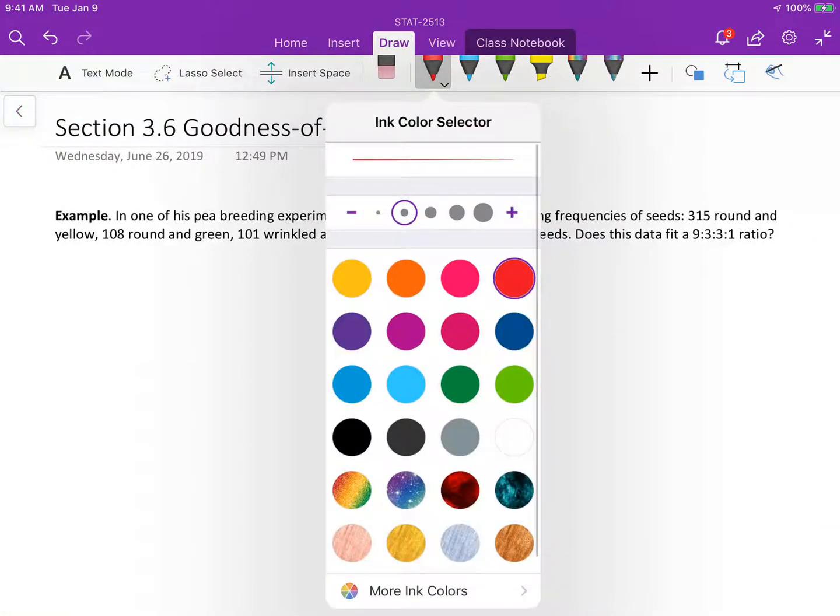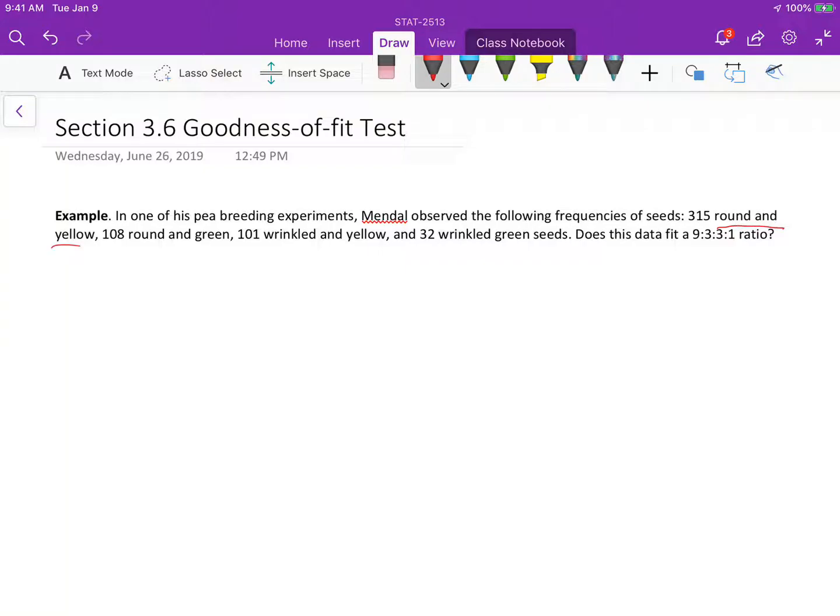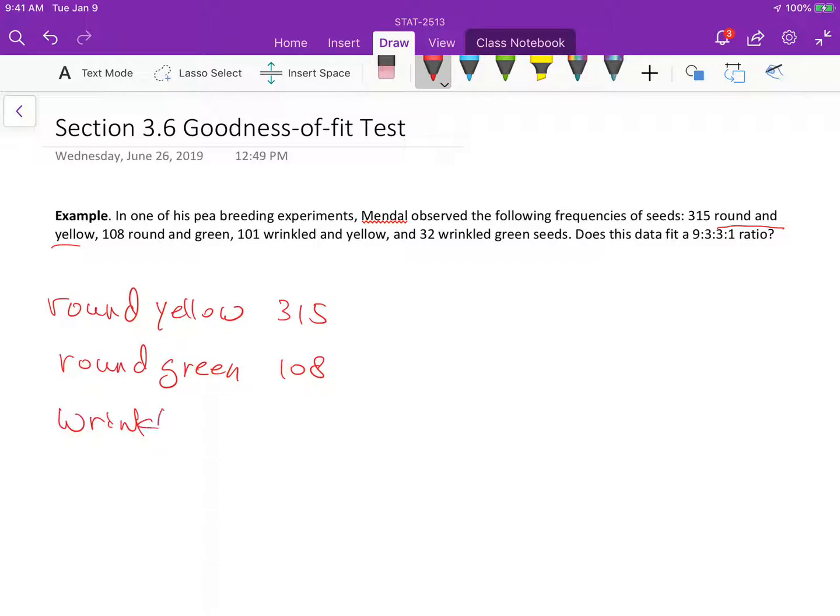The first one is round and yellow, so we have 315. Round and green, we have 108. Wrinkled and yellow, we have 101, and wrinkled and green, we have 32. The problem is we want to know whether the data fit a 9 to 3 to 3 to 1 ratio.